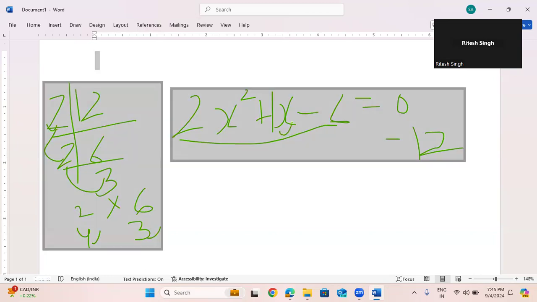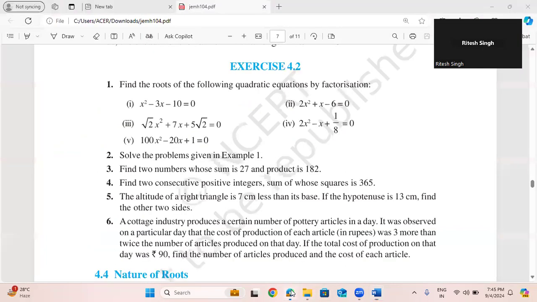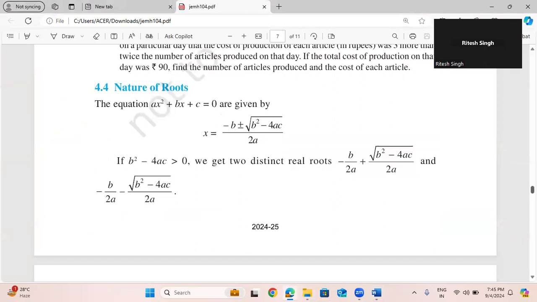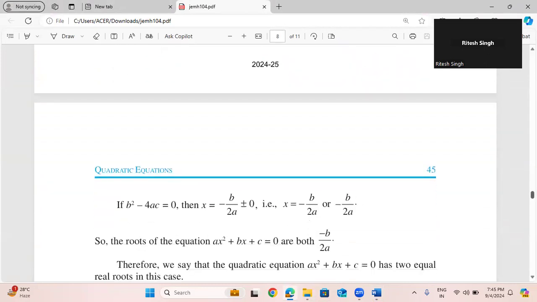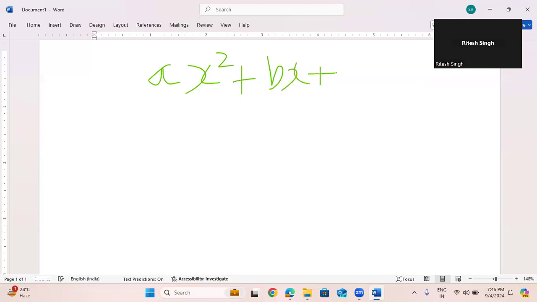I am not focusing much time on this factorization method. I am going to the proper method of solving this quadratic equation. Now, what is the proper method? You already know any quadratic equation is of the type ax square plus bx plus c is equal to 0. That you already know. Right?